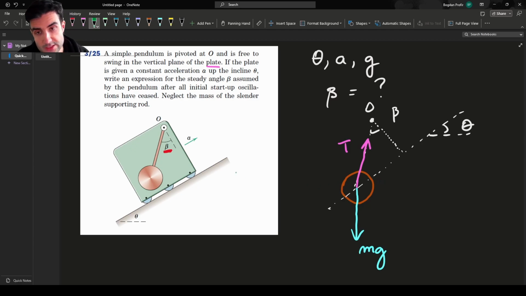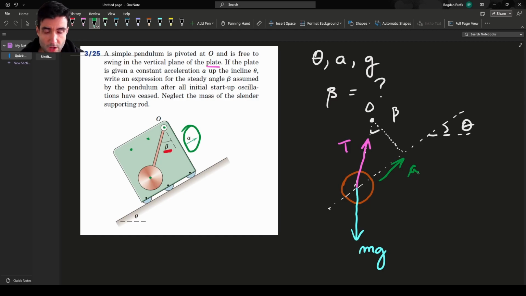And the other thing, of course, is that this whole system is accelerating up the plane with an acceleration that's called just a. Because everything moves together, every single point on the system, whether it's this one, point O, or the center of mass of the pendulum, is accelerating with an acceleration of a in the direction along the plane, climbing the incline.